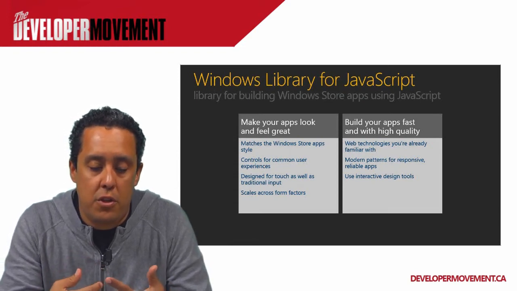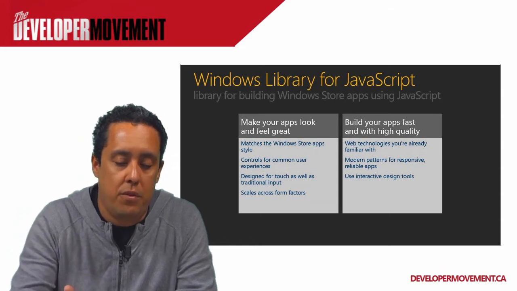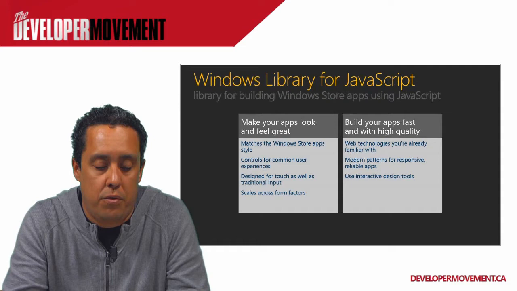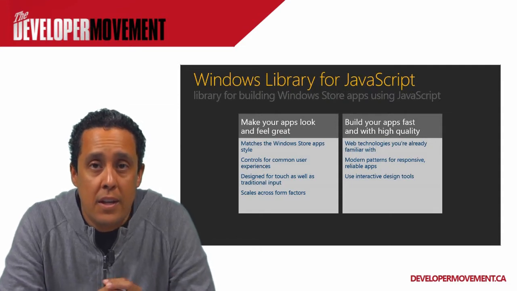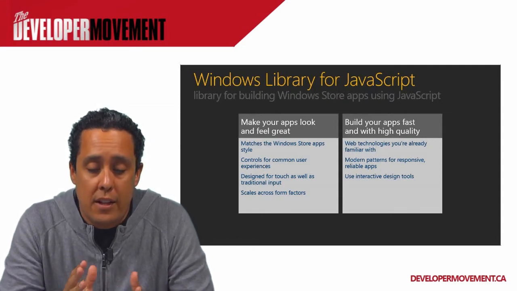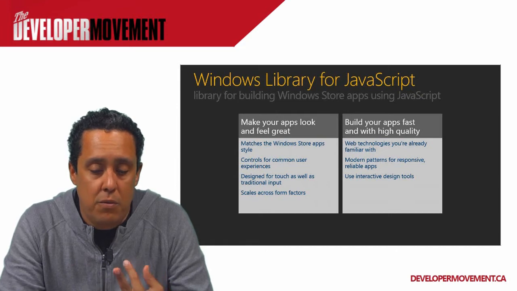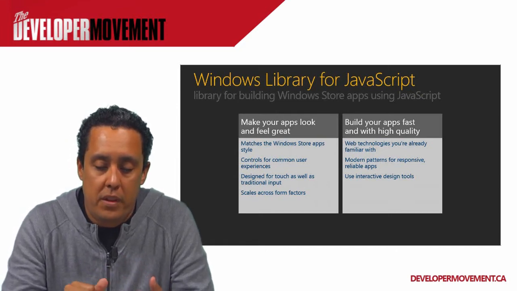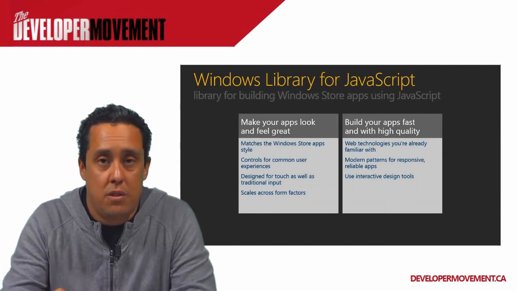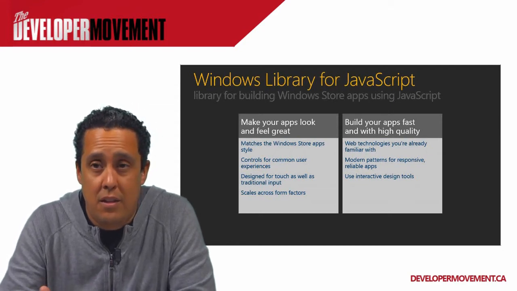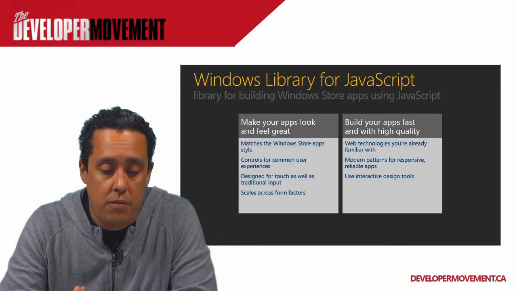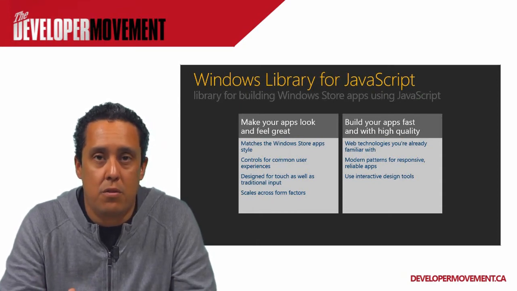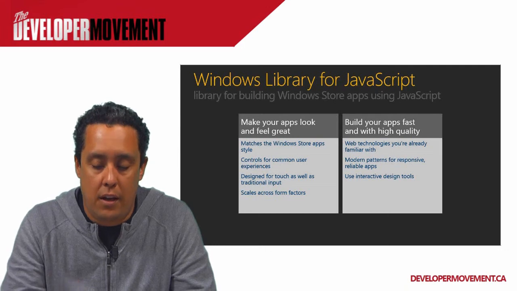So you want to make sure you build for the different resolutions that are out there for the users in Windows 8. Again, it allows you to build fast. If you're familiar with web technologies, you should be good to go. You can use interactive tools such as Expression Blend to get things done a little bit faster. Or if you're not familiar with Expression Blend, you could just go into the raw CSS and HTML in Visual Studio, and away you go.